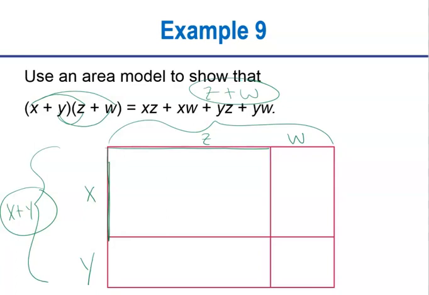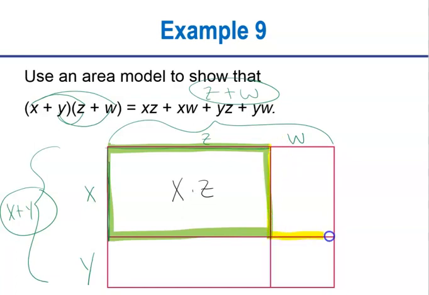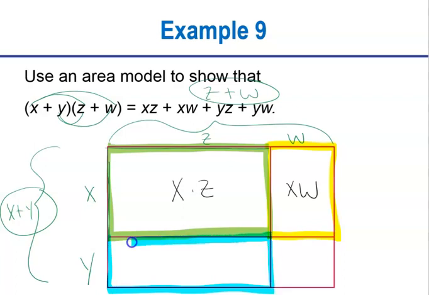Now, let's look at the inside. So this rectangle right here, if I just calculate that area, you see that's x times z. Okay, now let's look at another rectangle. How about this rectangle over here? Now that's going to be x times w. Let's look at the rectangle at the bottom left. So this rectangle right here. Now, how wide is it? It's z wide. How tall is it? Y tall. So that's y times z.